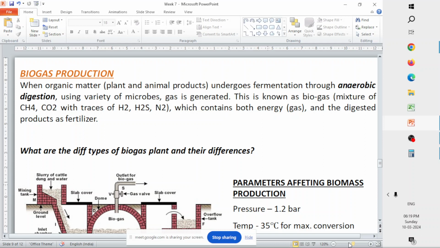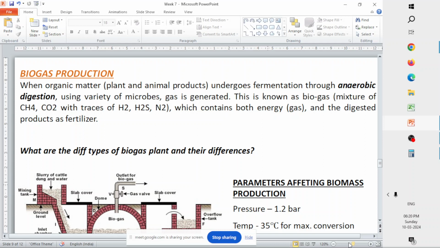What is the advantage of this anaerobic digestion process? It is not just that you are going to get energy from the gas that is released during the process, but also the digested product that comes out of this fermentation process can be used as a fertilizer in agriculture. So this is one of the biggest advantages of the anaerobic digestion process. You get two advantages from one single process.